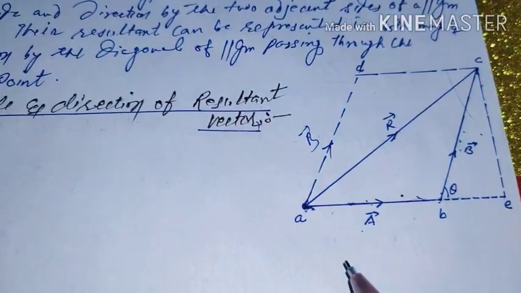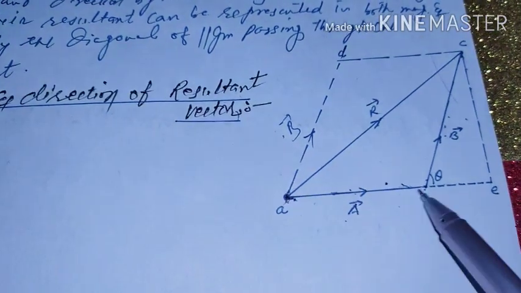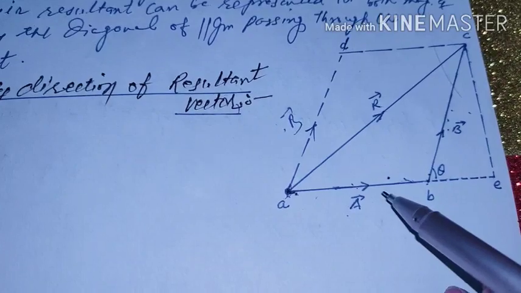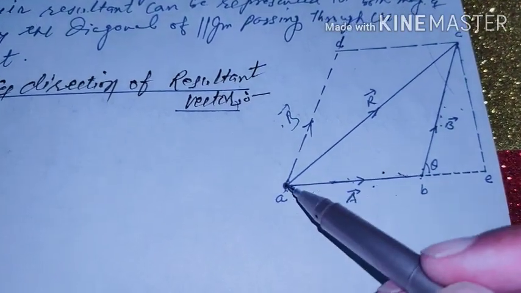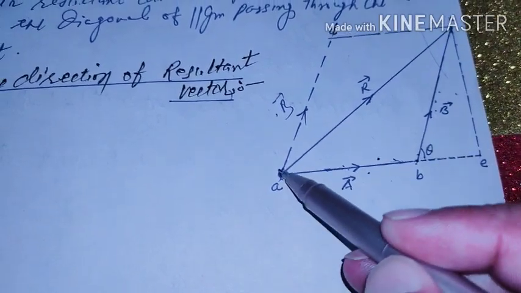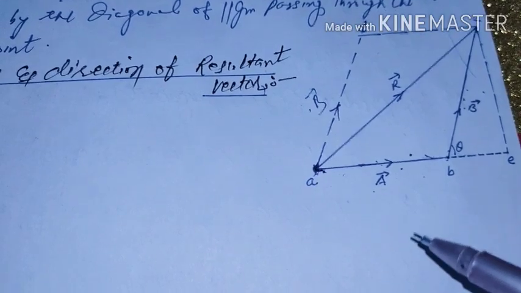But in the parallelogram law of vector addition, the two vectors acting at the same point must be represented with the help of adjacent sides of a parallelogram, then their resultant is represented with the help of the diagonal of the parallelogram, but that diagonal which is passing through that common point. Now after that you can calculate the magnitude and direction of the resultant.